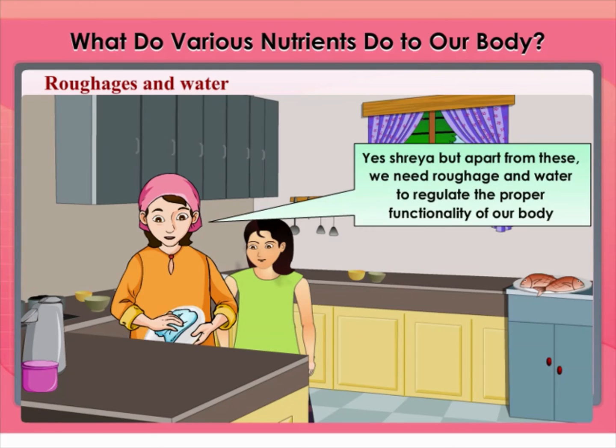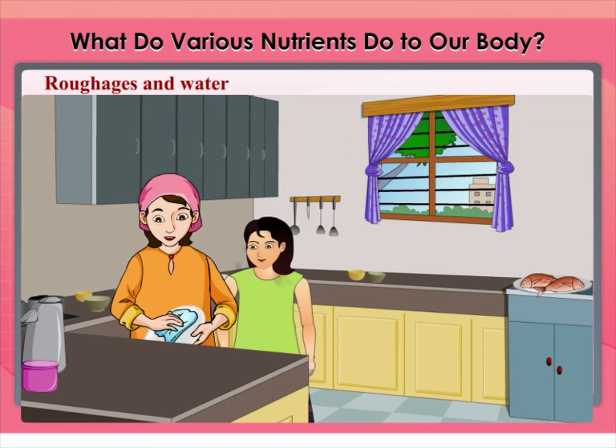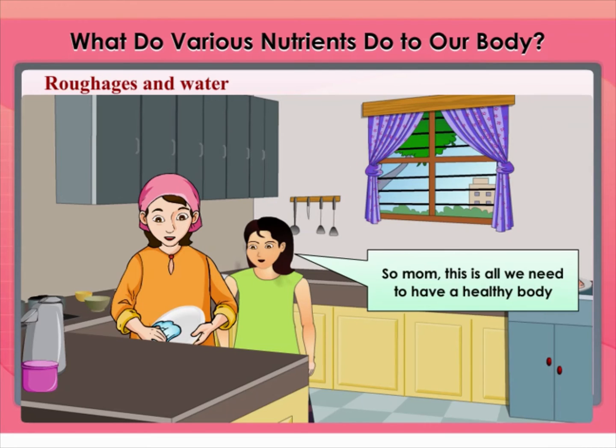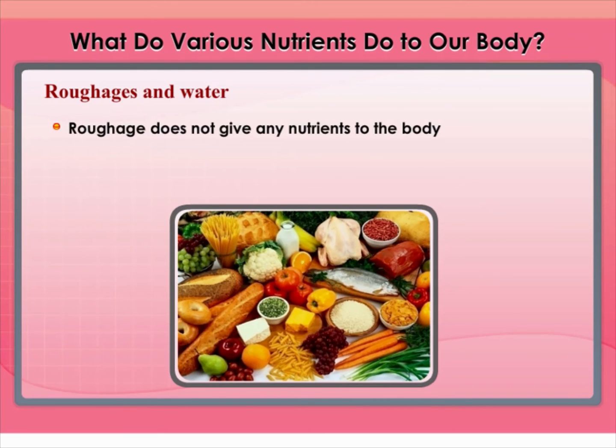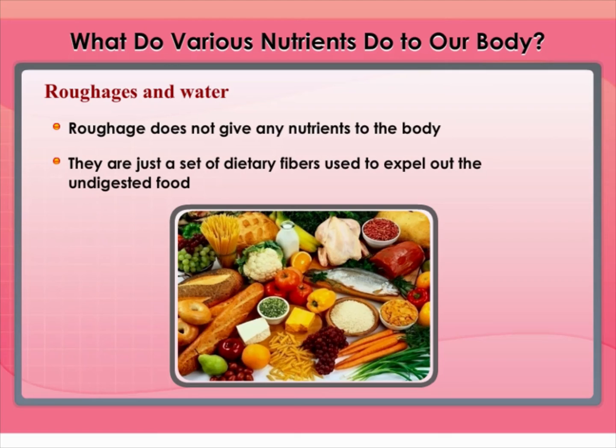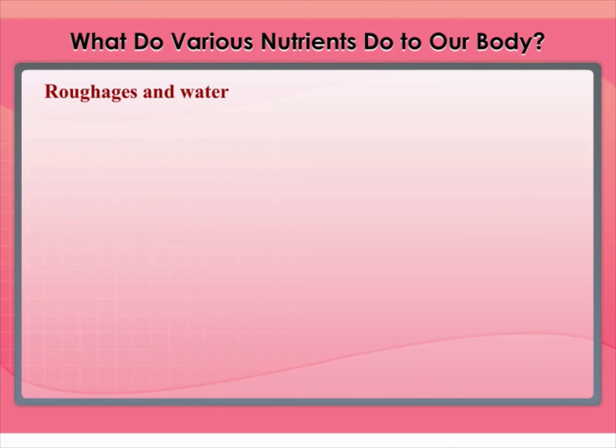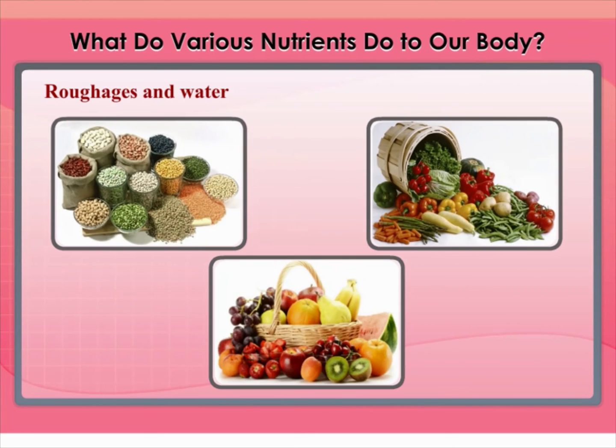Yes, Shreya. But apart from these, we need roughage and water to regulate the proper functionality of our body. So, Mom, this is all we need to have a healthy body? Roughage does not give any nutrient to the body. They're just a set of dietary fibers used to expel out the undigested food. The sources of roughage include grains, vegetables, and fruits.